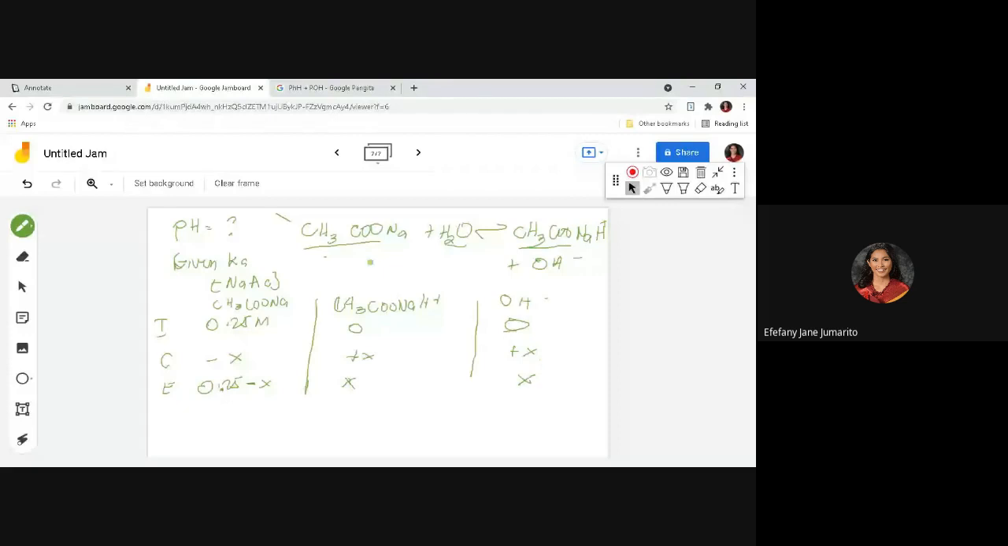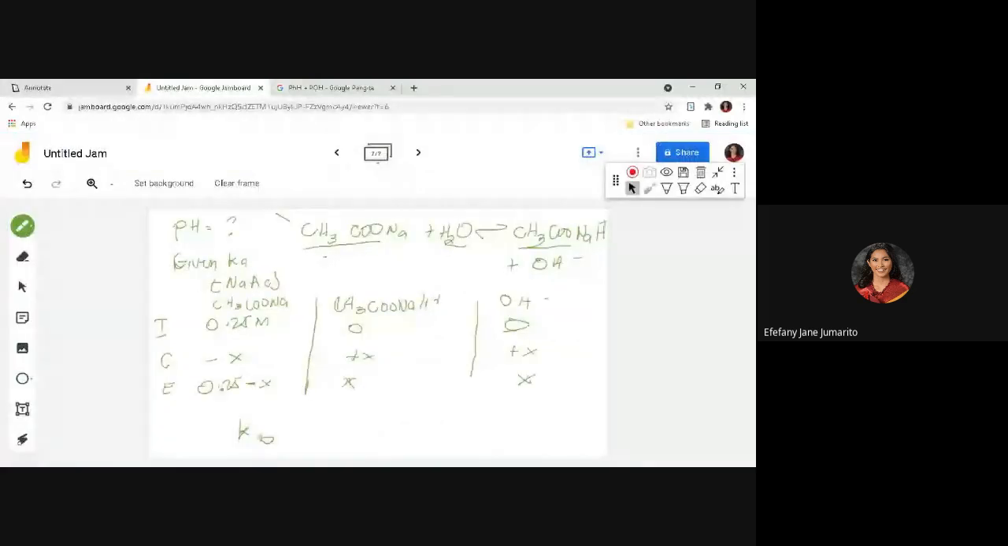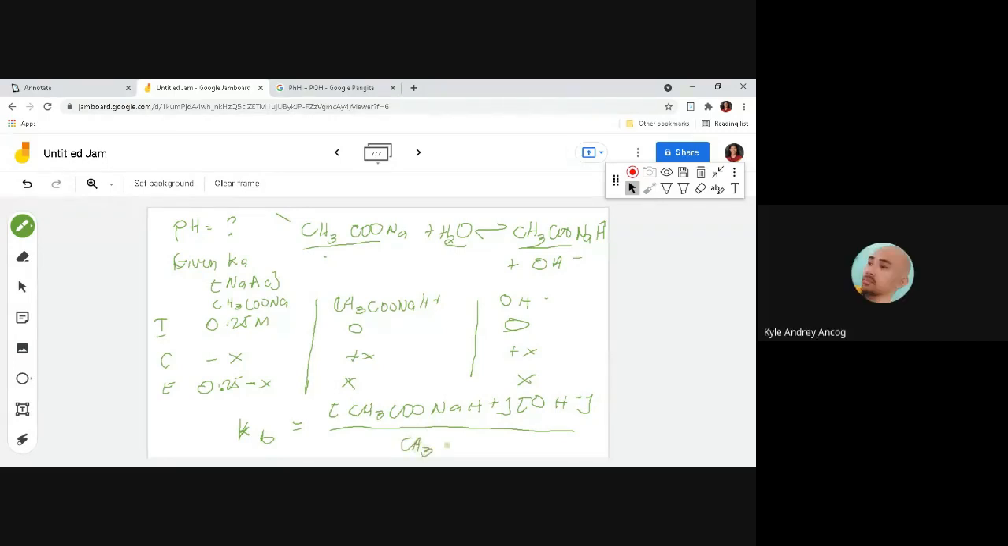Now, since this is a base, the Kb that we will get is the concentration of CH3COOH times the concentration of OH minus, over the concentration of CH3COONa. That is Kb.